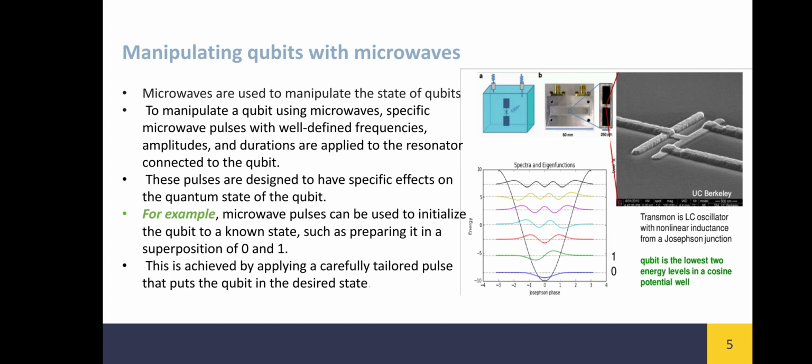So, for example, microwave pulses can be used to initialize the qubit to a known state, such as preparing it in a superposition of 0 and 1. This is achieved by applying a carefully tailored pulse that puts the qubit in the desired state. Microwaves are also utilized to implement quantum gates, which are fundamental operations that allow for transformations and entanglement of qubits.